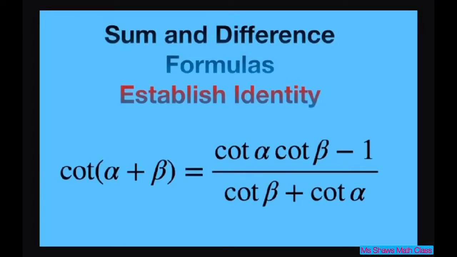Everyone, we're going to establish this identity: cotangent of alpha plus beta equals cotangent alpha cotangent beta minus 1, divided by cotangent beta plus cotangent alpha.